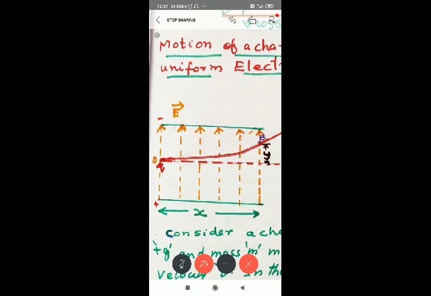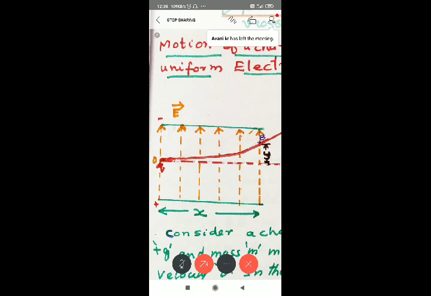Okay. So in order to calculate y, the displacement along the y direction, we use the formula s equal to ut plus half at square, or y equal to ut plus half at square. So what is the initial velocity along the y direction when it enters the field?